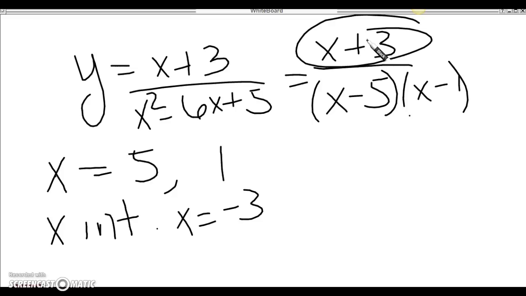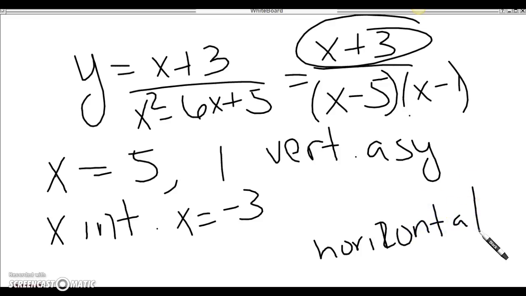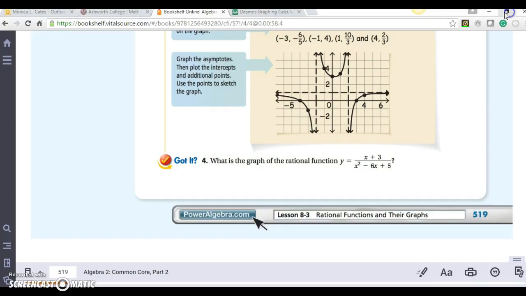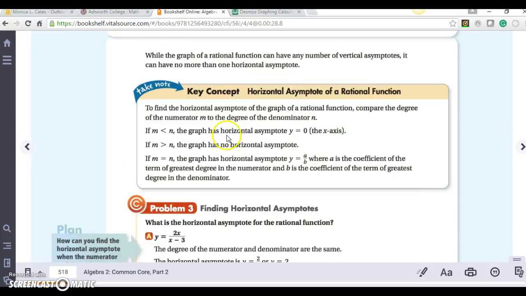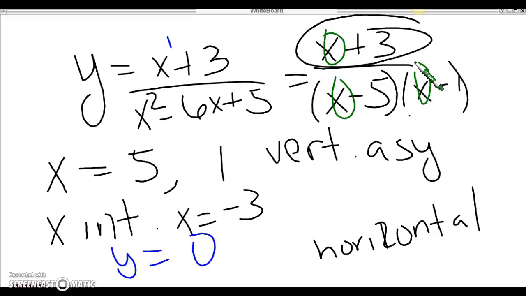My horizontal asymptote: here I have an invisible 1, so 1 is less than 2, and that means, we can go back here to remind us, when m is less than n, y equals 0. So y equals 0 is my horizontal asymptote. My y-intercept, if I plug in zeros for all of these things, I get 3 over -5.